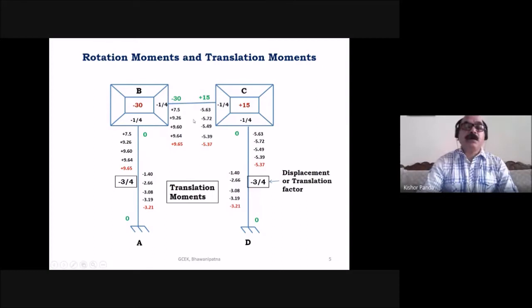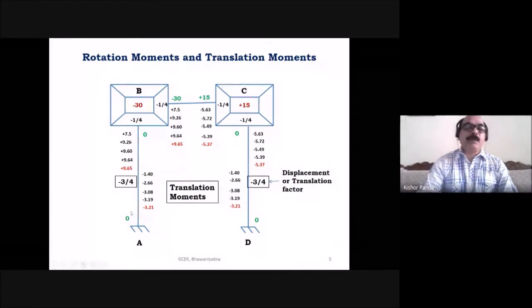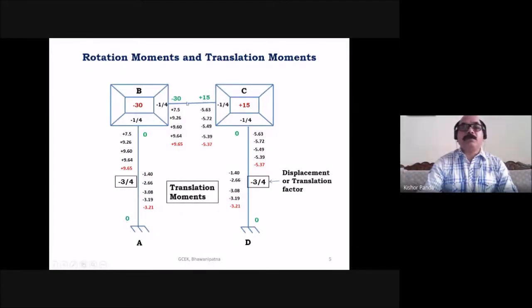Then you already know the fixed moment of the end of the member. So this green is the fixed moment of the end of the member. MFAB and MFBA are your 0 fixed moments. And the MFBC you got is minus 30. And the MFCB you got is plus 15. And the MFCD is also 0. And the MFDC is also 0. This is the fixed moment of the end of the members.